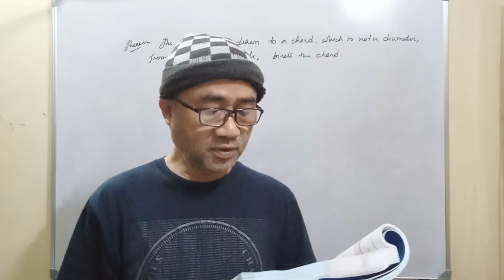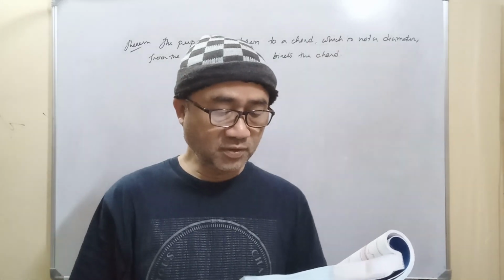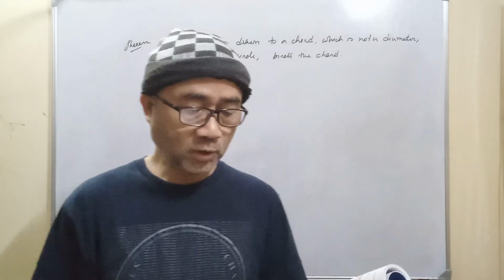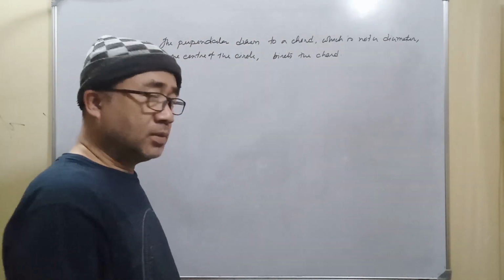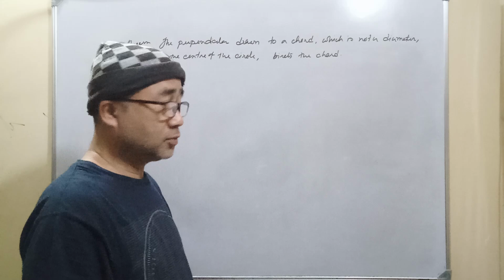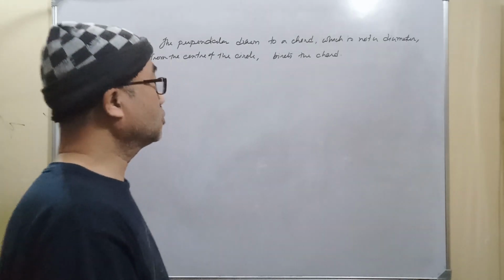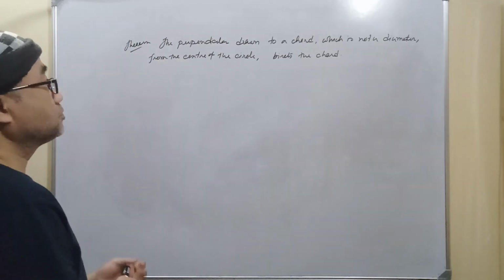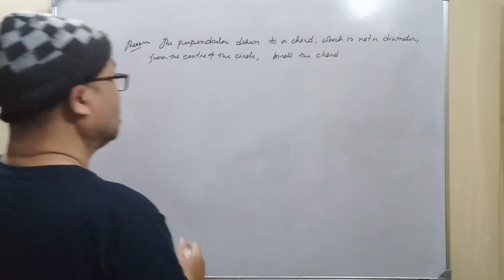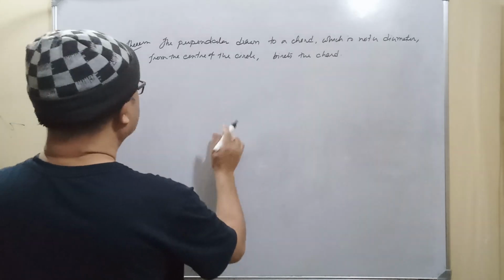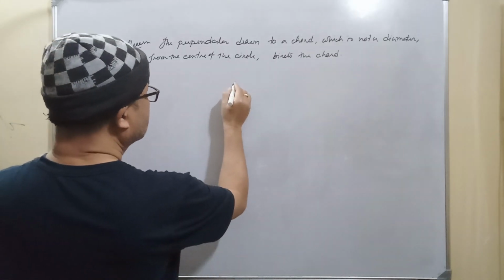We have to give the proof of this theorem. Okay. So this is an important theorem, and you have to remember the proof. You have to do the proof also. So let us do it. Which is not a diameter from the, let us do a circle.